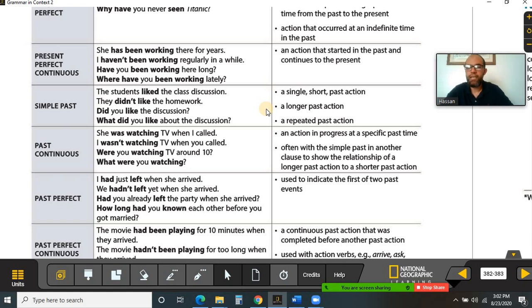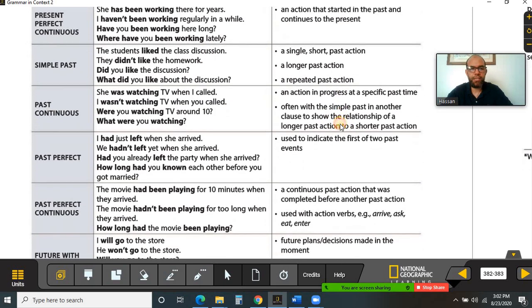However, if the action is known between the speaker and the listener, there is no need to use a past time expression. Okay? If I'm talking about a class that the student took yesterday, and it is known between me and the person I'm talking to, there is no need to mention yesterday. So I should say, the student liked the class discussion. And I mean the class discussion of yesterday. There is no need to mention it.